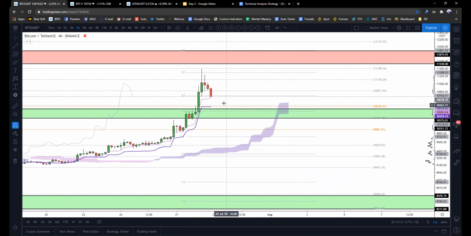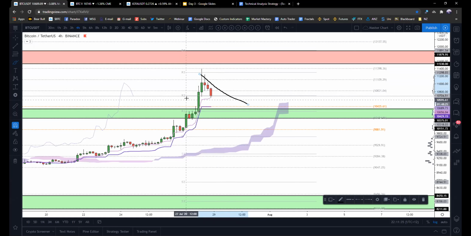Coming down to here would be perfect, which would be the baseline as well as the 382 fib. That would be a great entry for a long off the order block here as well. So what I'll probably be looking for over the next couple of days, because these are 4-hour candles, this can take time, is maybe some kind of consolidation and holding it above this level, which is that 10,435.